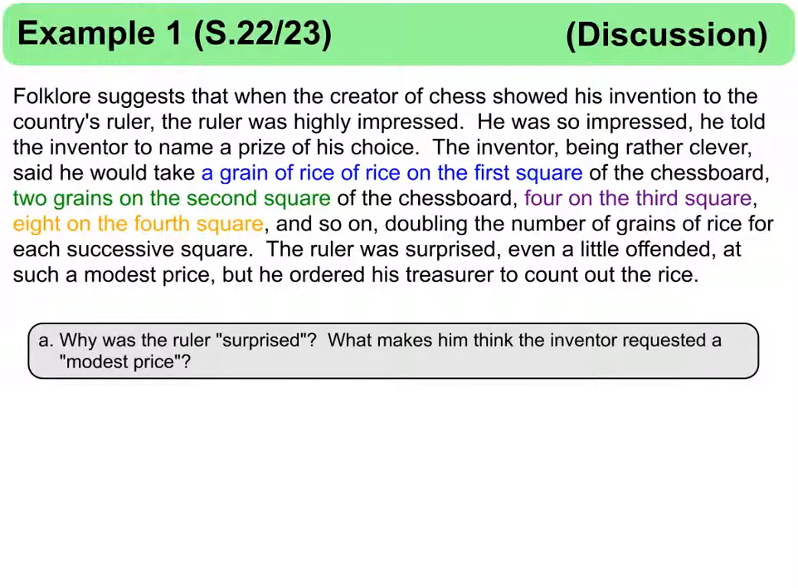And so we're seeing this idea of what we talked about just now, of doubling the number of grains of rice you had previously for each successive square. The ruler was surprised, even a little offended at such a modest price, but he ordered his treasurer to go count the rice. So the question starts off as a discussion for the class: why was the ruler surprised, and what makes him think the inventor requested a modest price?